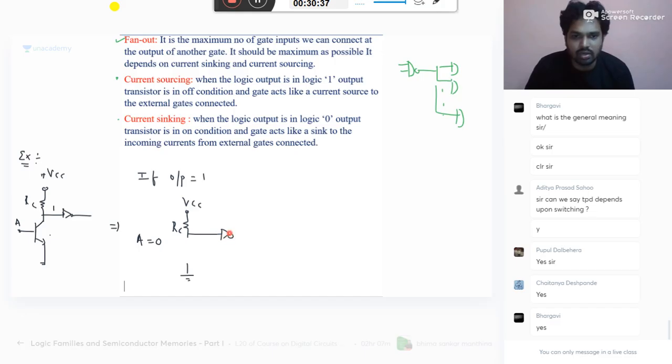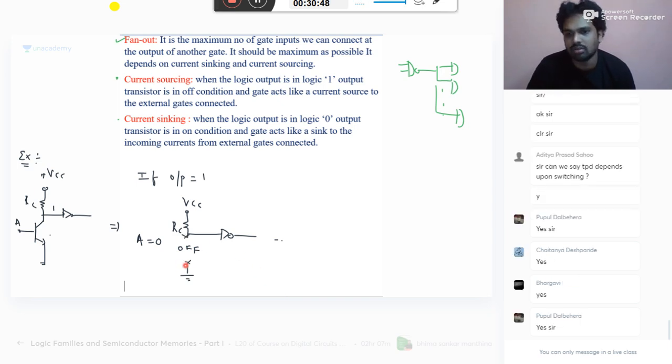And this is the circuit, right? Will you accept it? When the input is 0, the transistor here will be in off condition. It will act like an open circuit. You just remove this part. Now this will drive this inverter. This is what we call current sourcing. It will act like a source to the external gates connected. How much can it give?